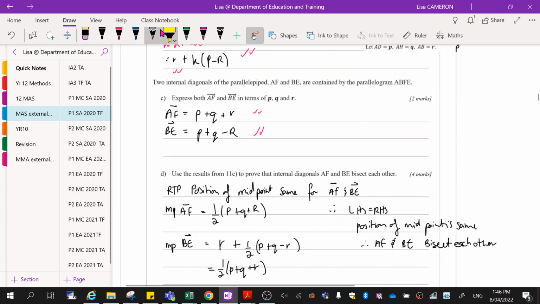Now, a couple of things I want to highlight. This word prove here means that you're going to get a mark for making an initial statement and an end statement. Otherwise, your two other marks would come from determining the midpoint of your two lines. But if you don't state it out as a proof here, then you'll miss 2 of the 4 marks.